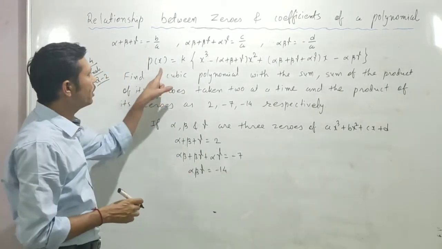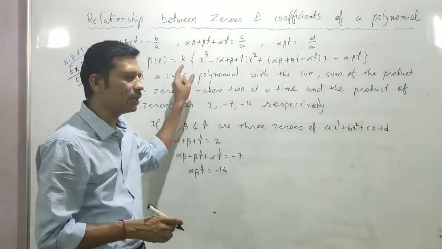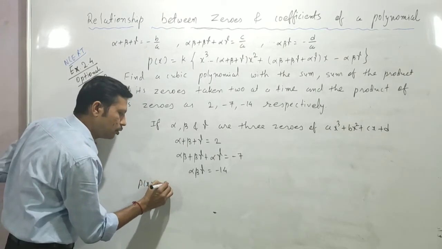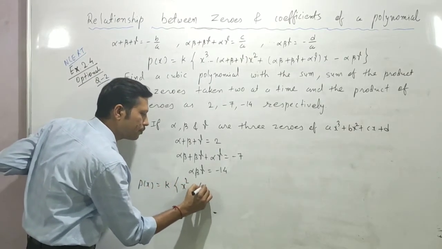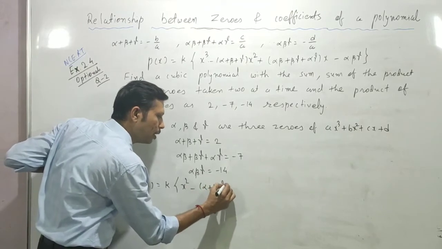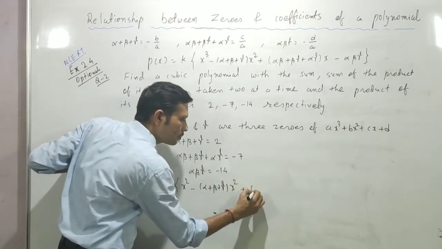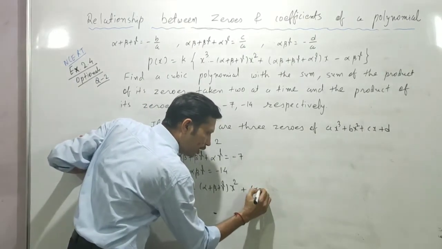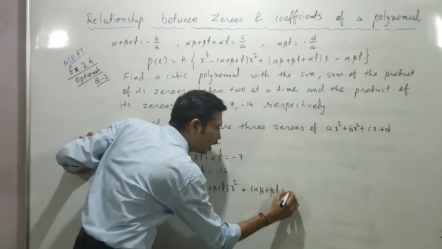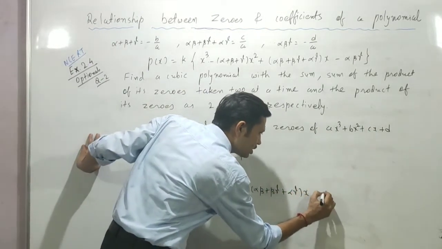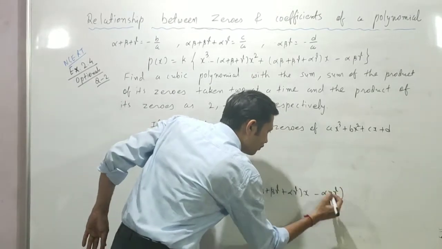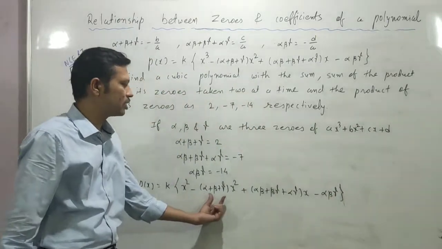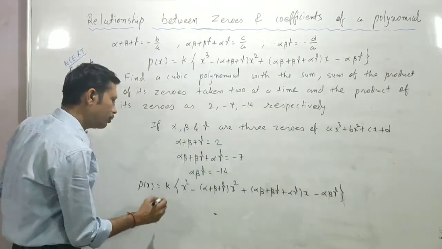Okay, and now simply take this format that we already derived earlier. The p of x polynomial is equal to k times x cube minus alpha plus beta plus gamma into x square, plus alpha into beta plus beta into gamma plus alpha into gamma into x, and minus alpha into beta into gamma. Okay, simply we have to place these values here and we can get our cubic polynomial.